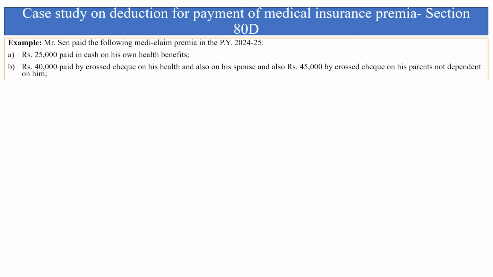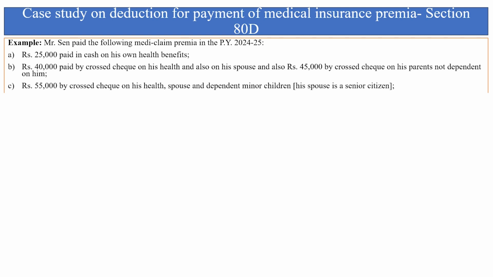So it is totally allowed as deduction up to rupees 25,000 only, because none of the spouse is a senior citizen. So only 25,000. Rupees 55,000 paid by cheque on his health, spouse and dependent minor child. His spouse is a senior citizen. As spouse is a senior citizen, the amount of deduction will be rupees 50,000 under section 80D.